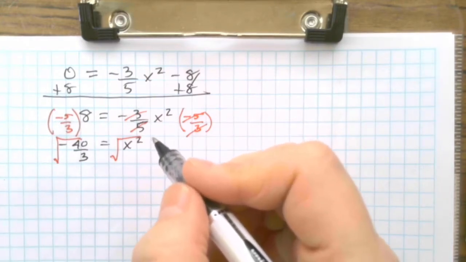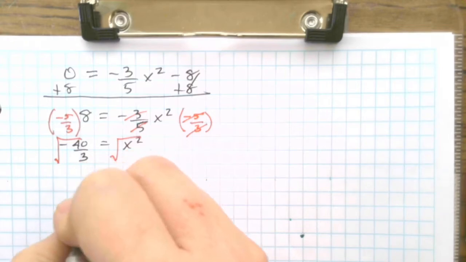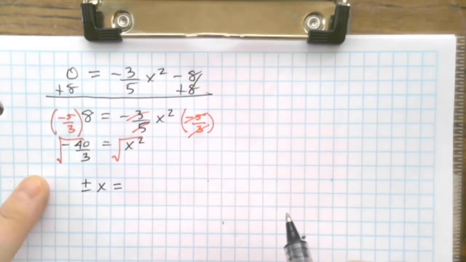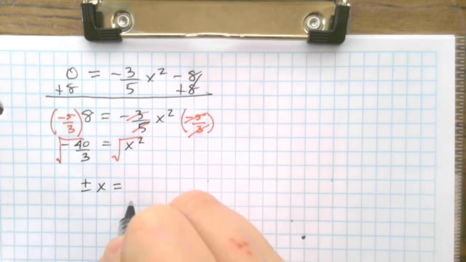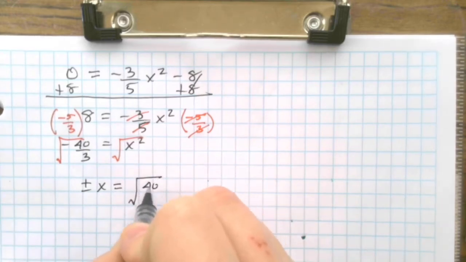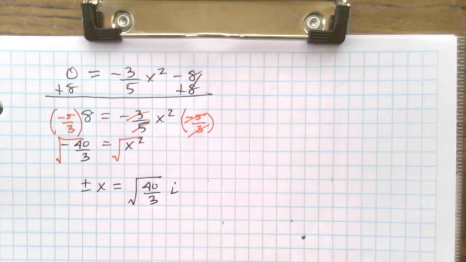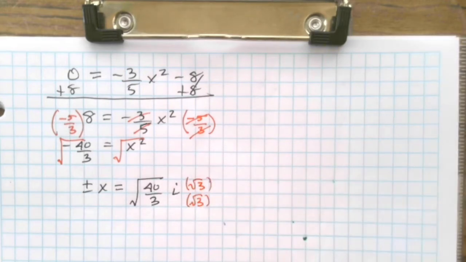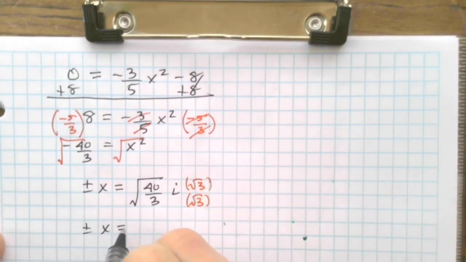2 x's, 1 comes out. So we have plus and minus x equals, and 40 is negative. So we have something like radical 40/3 i. We probably should rationalize this. So we're going to multiply by radical 3 over radical 3. And then I need to simplify the 40.